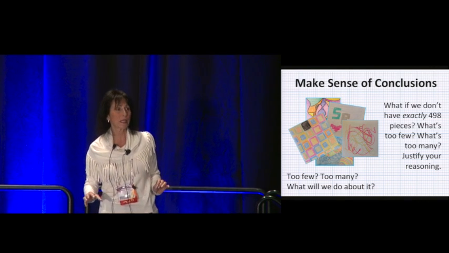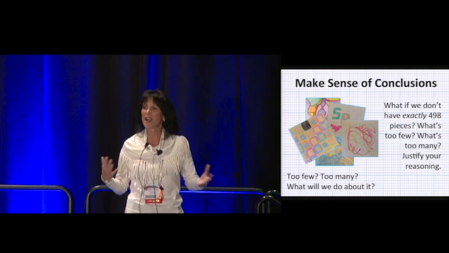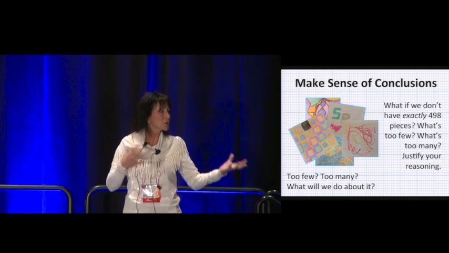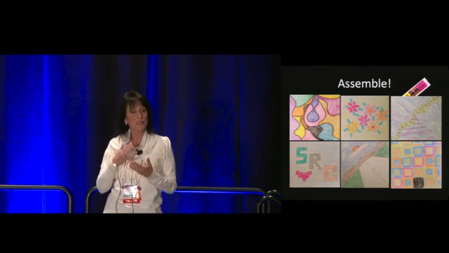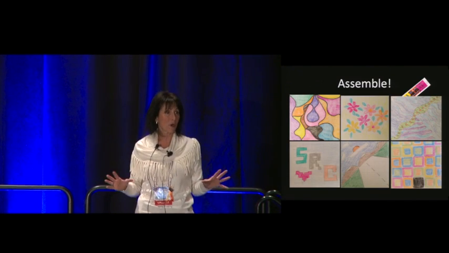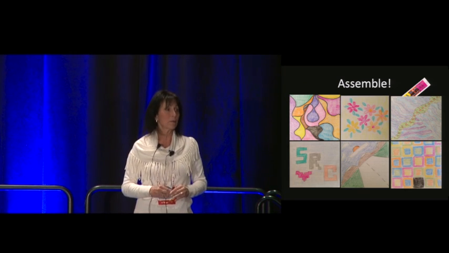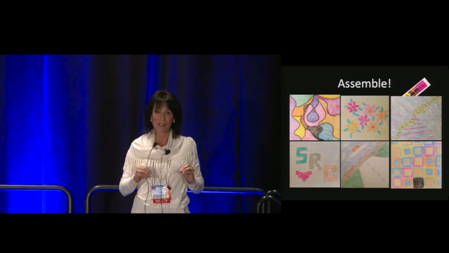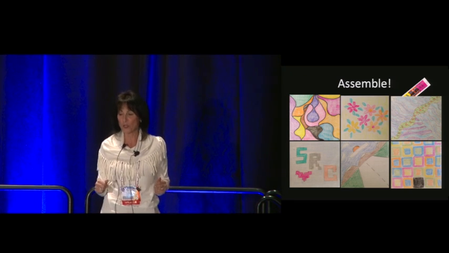Well, we got back and we counted them. The kids counted them. And it wasn't 498. So they kind of had to figure out, well, what's too little? What's too many? How are we going to make this work? So they decided to color extras in to make 498 to get as true as they could. And then they assembled them on black bulletin board paper. And we just kept glue sticking one after the other to make this magnificent quilt.